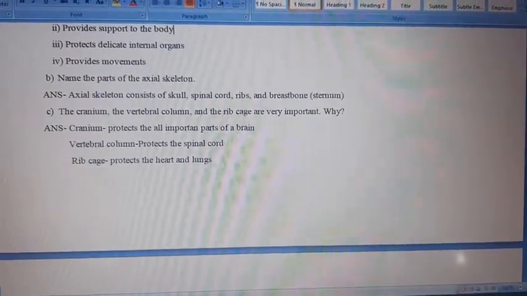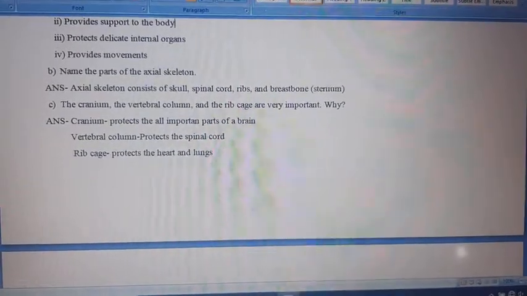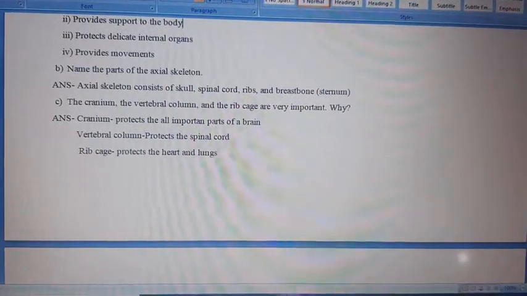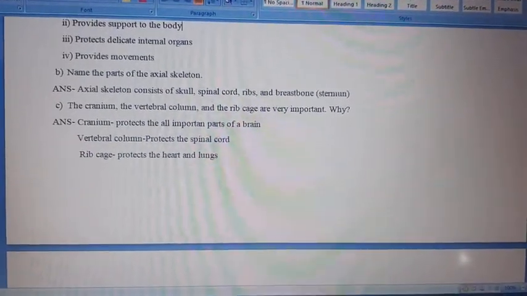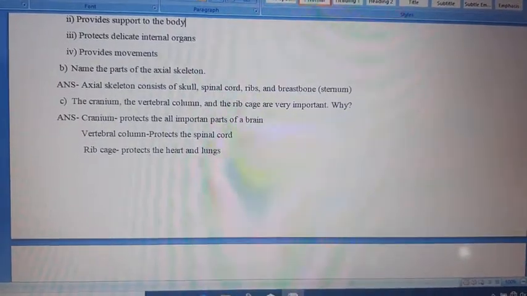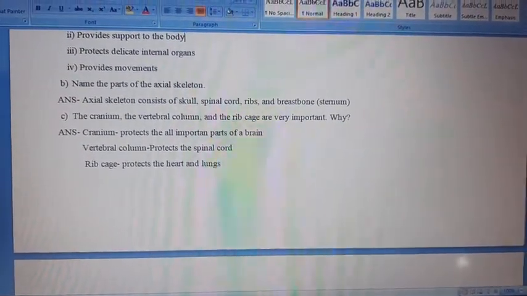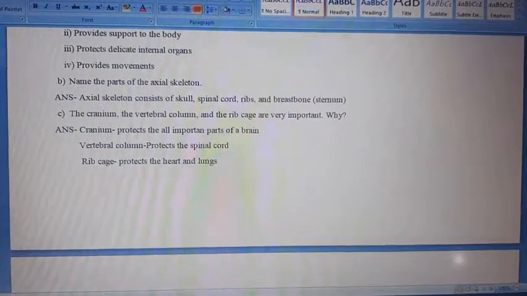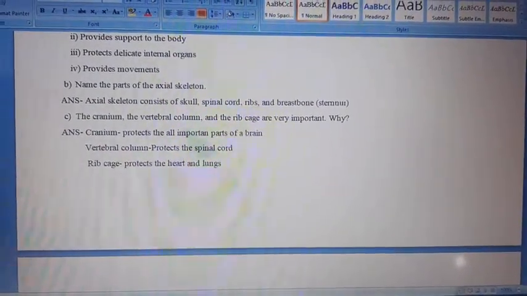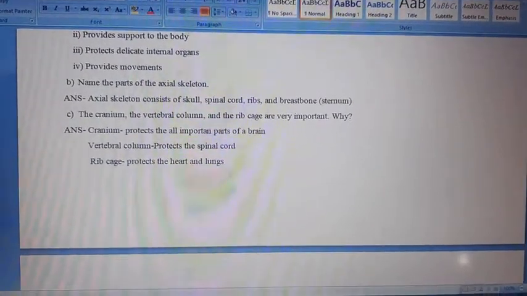The cranium, the vertebral column, and the rib cage are very important. Why? Cranium protects all the important parts of our brain. Vertebral column protects the spinal cord. Rib cage protects the heart and lungs.